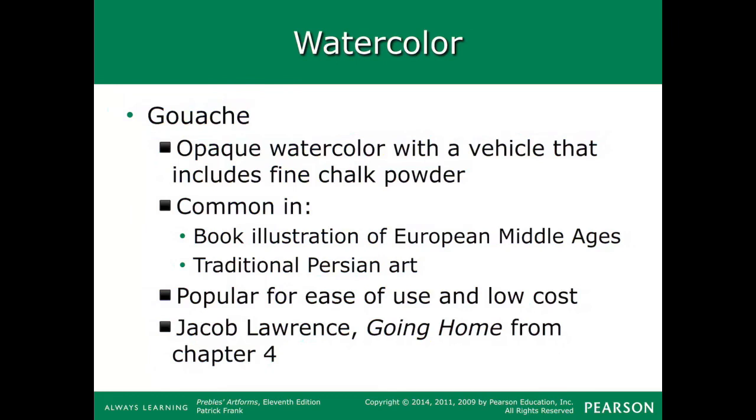Gouache was commonly found in book illustrations during the Middle Ages. It's found a lot in traditional Persian art. Something about gouache is that it's popular for ease of use and low cost. So if an artist doesn't want to spend too much money on pigments and materials, they'll probably go in this direction with gouache. An example of a gouache painting was seen in a previous chapter. Maybe you remember the work by Jacob Lawrence, Going Home, from chapter 4.